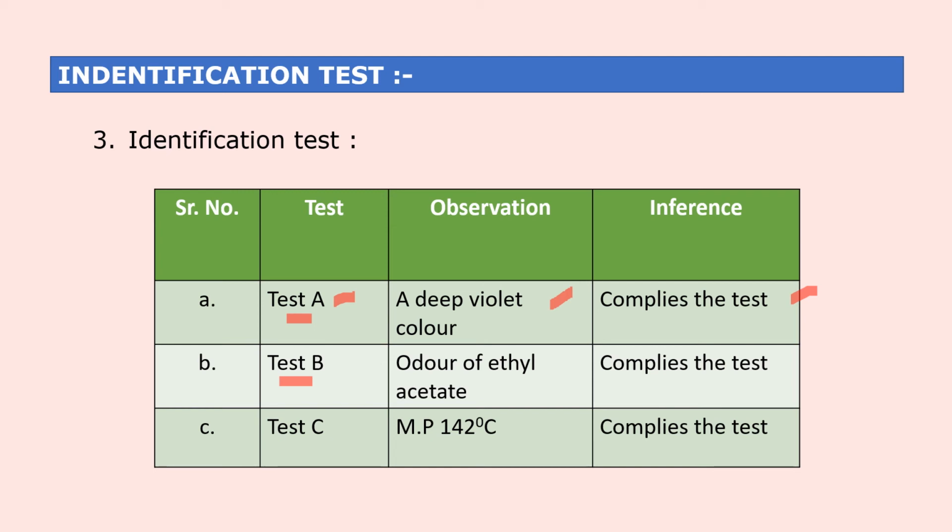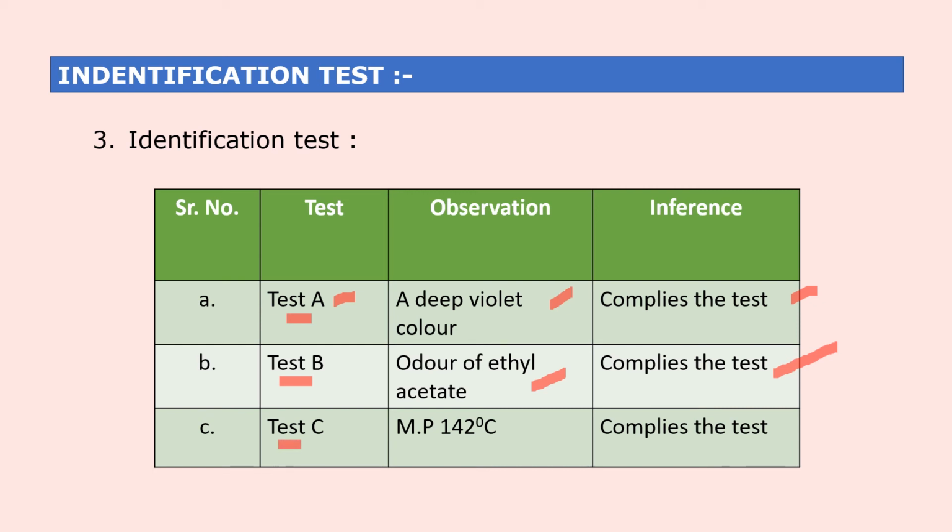In that filtrate which you have obtained from test A, you will add 3 ml of alcohol, 3 ml of sulfuric acid, and you will warm the solution. If it gives an odor of ethyl acetate, then it complies the test as per Indian Pharmacopoeia.